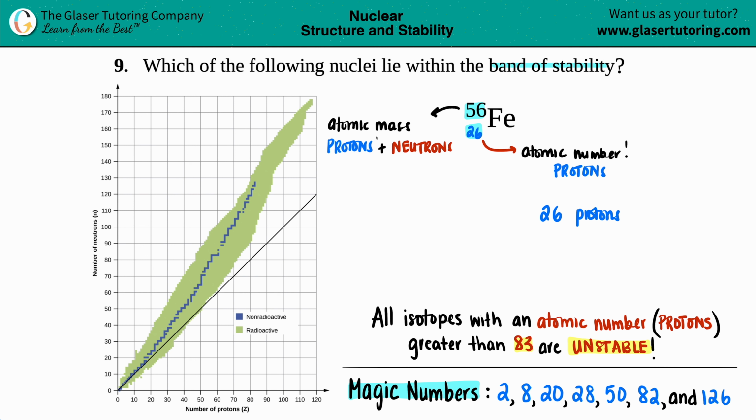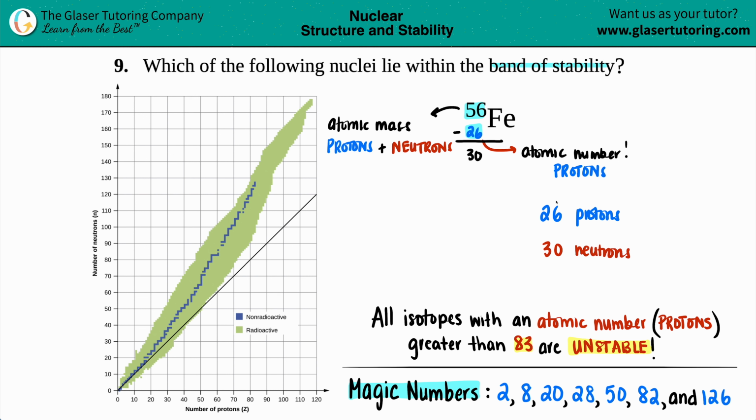And now, since we know that we have 56 total protons and neutrons, and we have 26 protons, I could find out my neutrons by just doing a little subtraction, right? 56 minus 26 is 30. So that means that I have 30 neutrons.